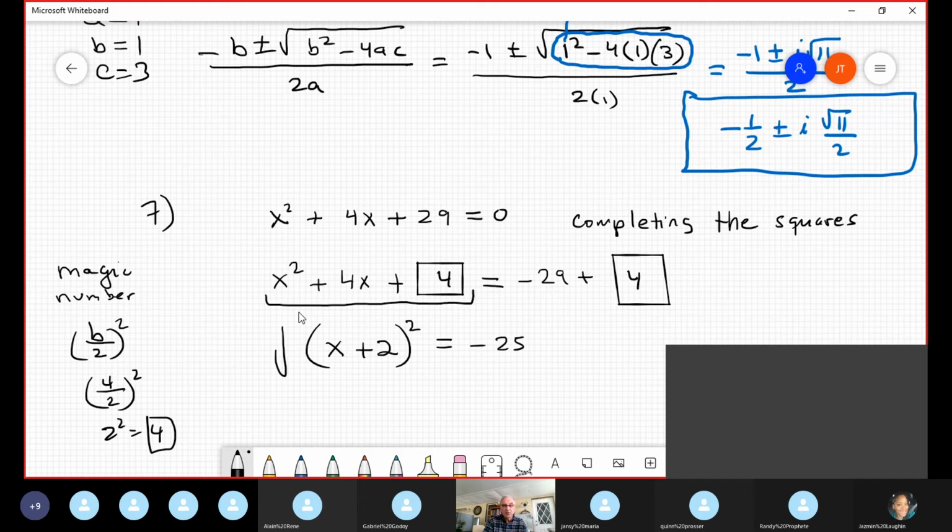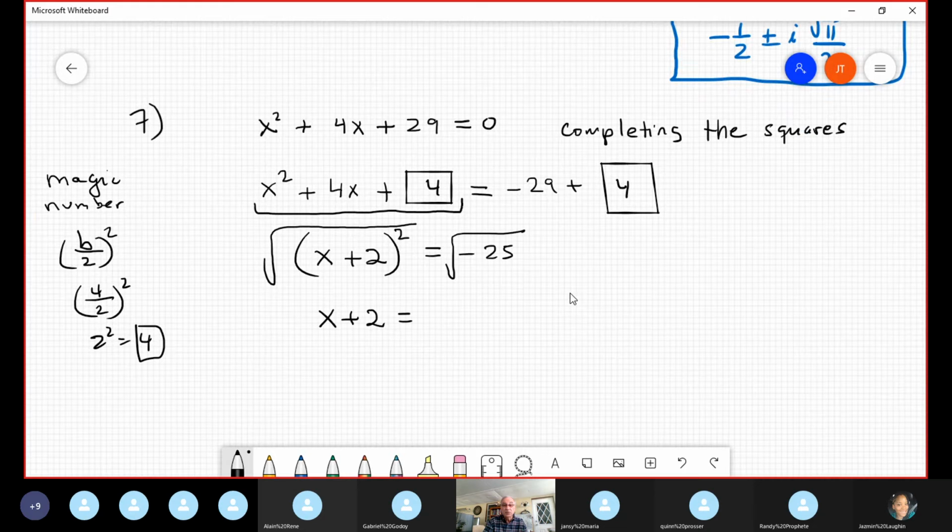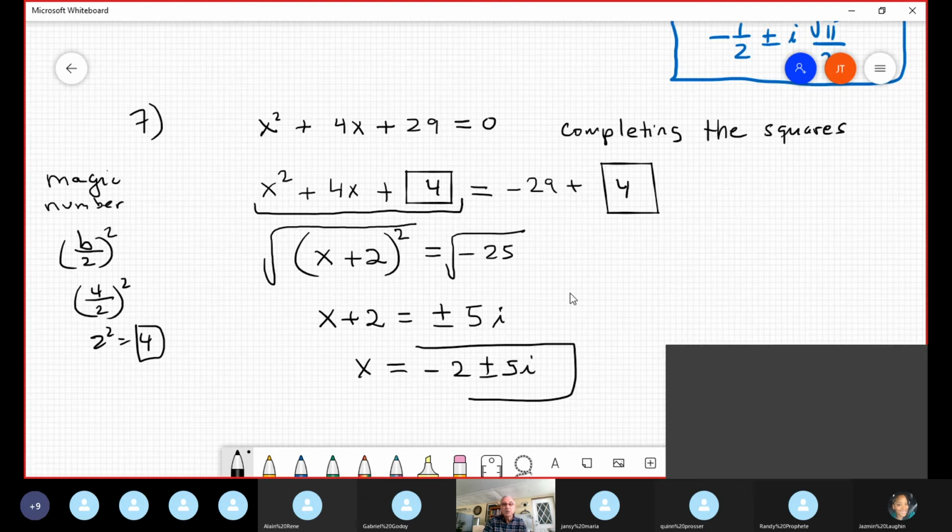Now ready to apply the square root to both sides. Apply the square root method again. Just x plus 2 is equal to plus or minus. Don't forget plus or minus always when you apply the square root. The square root of 25 is 5 per side, because it's a negative quantity inside the radical. Finally, x is equal to minus 2 plus or minus 5i. End of the story. Two complex solutions.